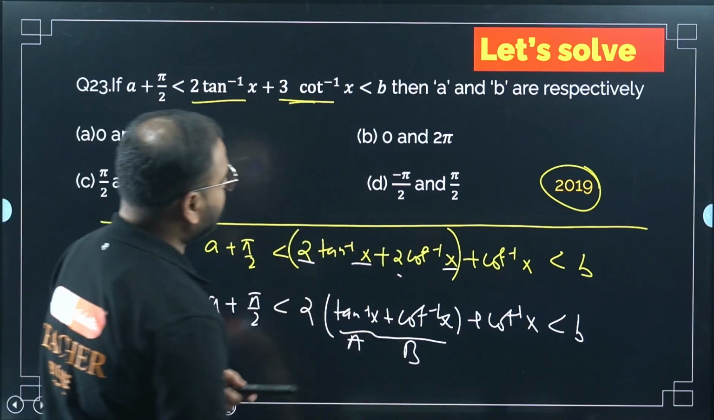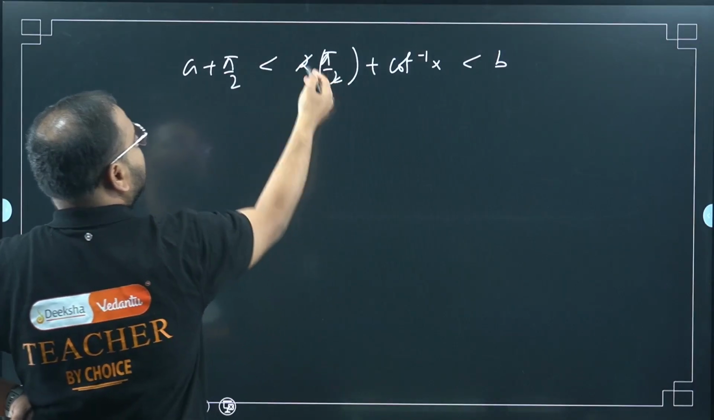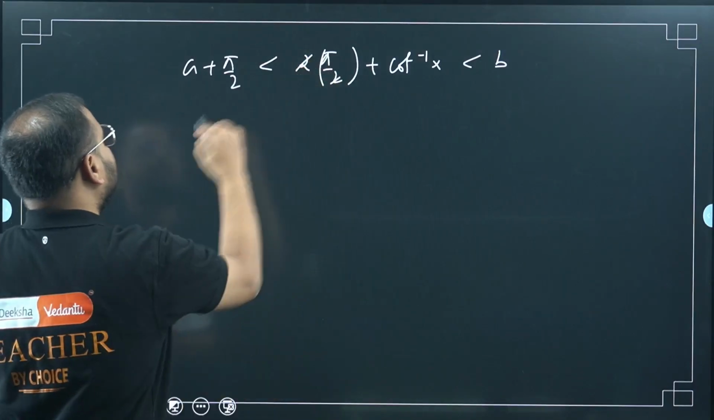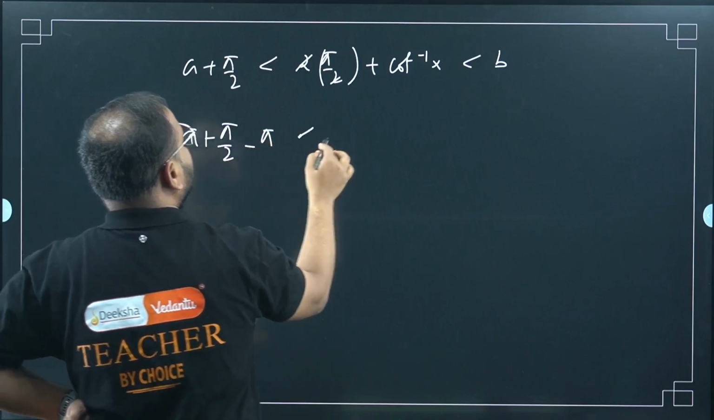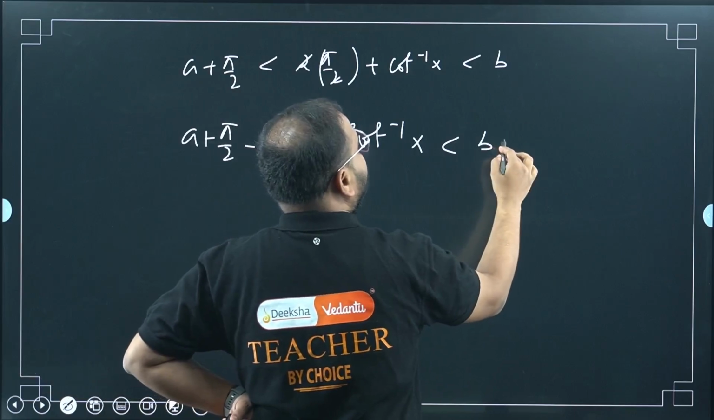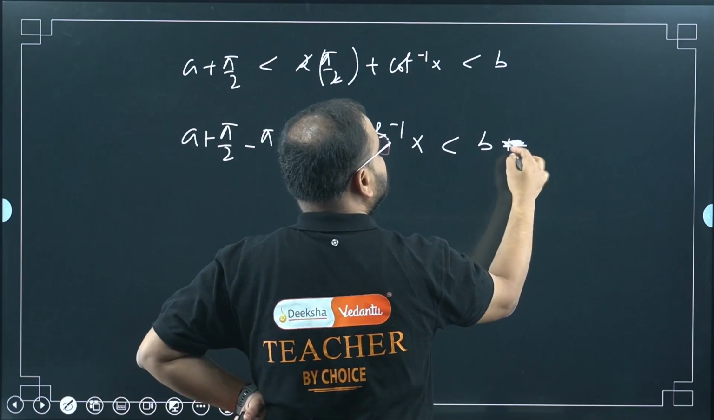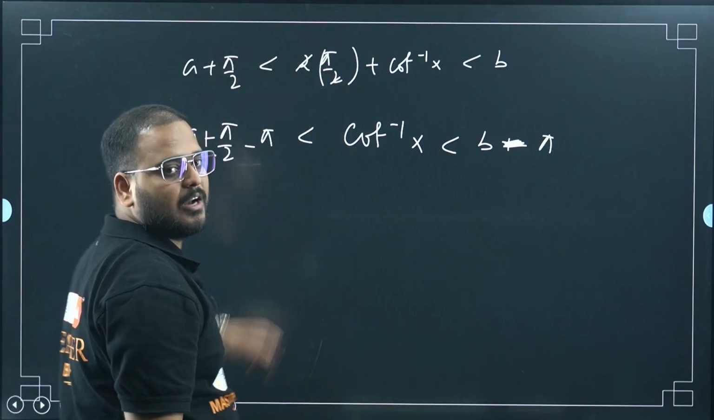Okay, let's move on. So I get 2, 2 will get cancelled, simply pi. So bring this pi here. So pi minus pi plus pi by 2 minus pi less than cot inverse of x less than b minus pi. I am taking this pi on both sides. Correct? There are two inequalities here.